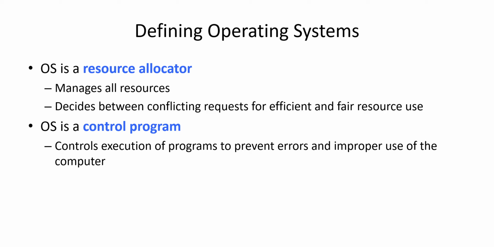Second, the OS is a control program. It controls the execution of programs to prevent errors and the improper use of the computer. Without this control, one poorly written or malicious program could crash the entire system or interfere with the others. These two definitions, resource allocator and control program, really capture the dual role the operating system plays at all times.